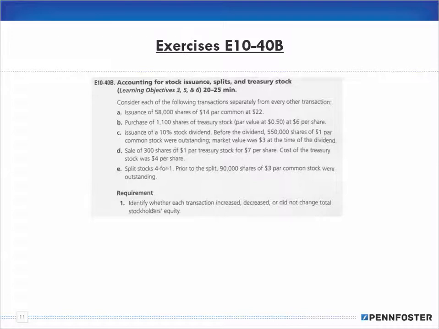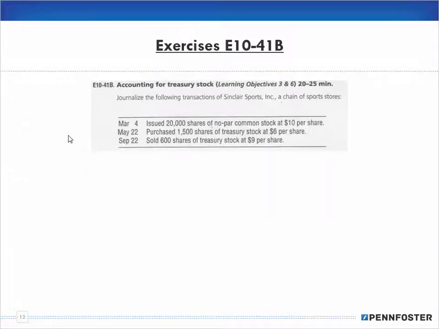We did 40. All right, now we're on 41. It says accounting for treasury stock, journalize the following transactions. We have March 4th. We're going to issue 20,000 shares of no par common stock at $10 per share.